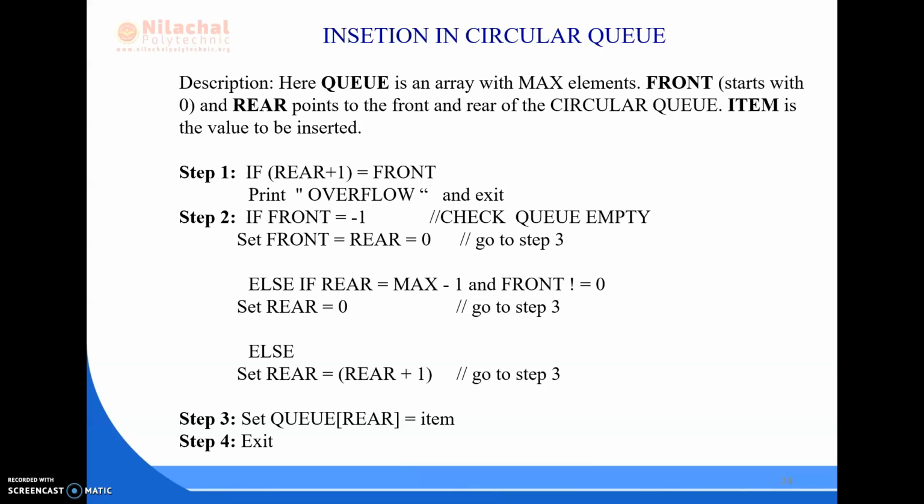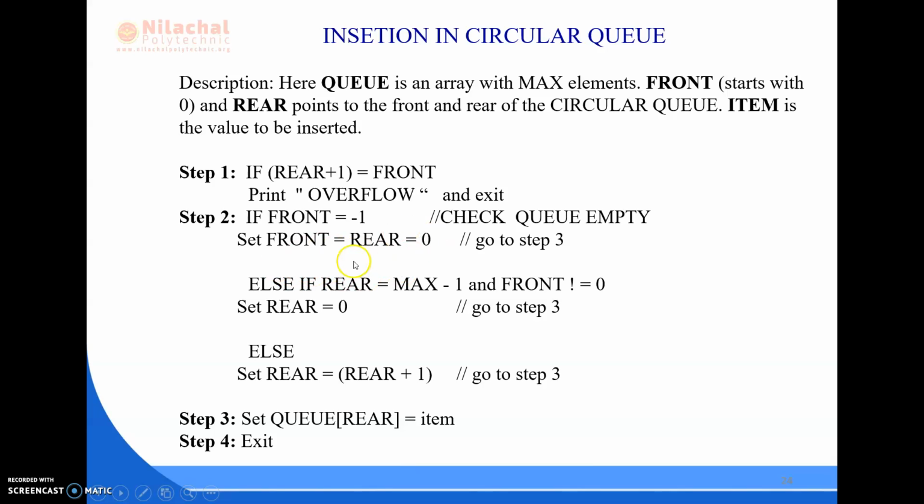These are three conditions, and they will be applied as per their validity. If front is equal to -1, then we set front and rear equal to 0, that is initializing the queue. Else, if the rear is equal to max -1 and the front is not equal to 0, that means there is some space, so we insert at the first place and set rear equal to 0.